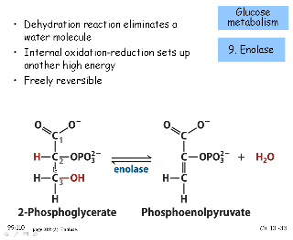Interestingly, what enolase does is it takes out a water molecule between these 2 carbons, and that sets up this double bond to the phosphate. Now, this is a freely reversible reaction. You can think of this as kind of an internal oxidation reduction reaction, maybe, is another way of thinking about it. But what we've done is to set up another high-energy phosphate bond. This phosphate would really like to leave.